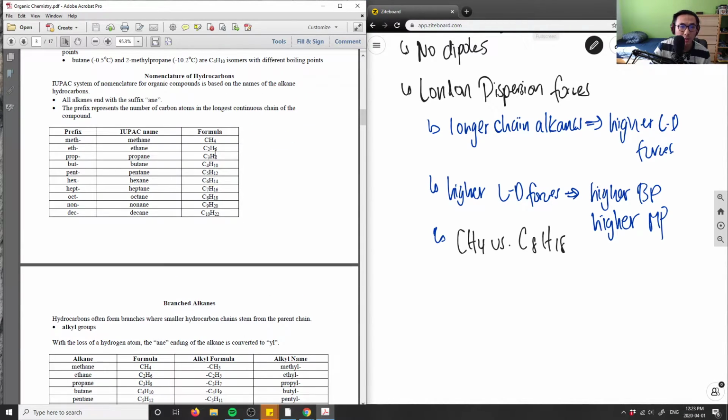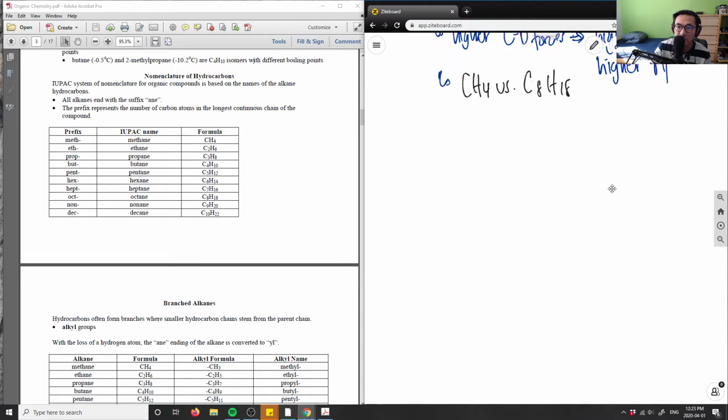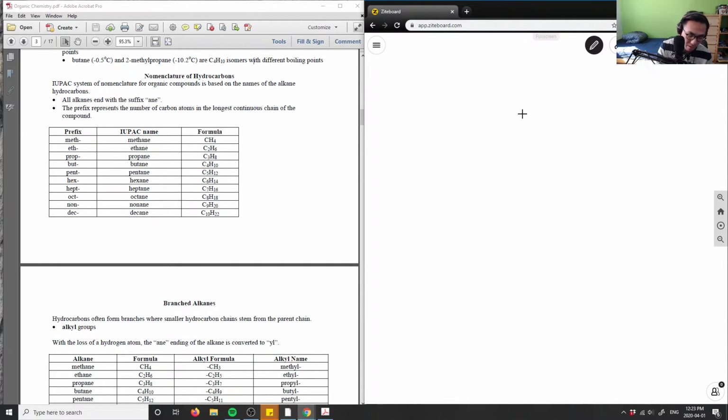Now we're going to talk about nomenclature, which is a really, really big part of organic chemistry. I'm going to do this in red. Nomenclature is huge. What does nomenclature mean? It means we're simply naming compounds. We've actually done a lot of naming already. You know how to name ionic compounds, covalent compounds, multivalent compounds, and polyatomic compounds from grade 11.